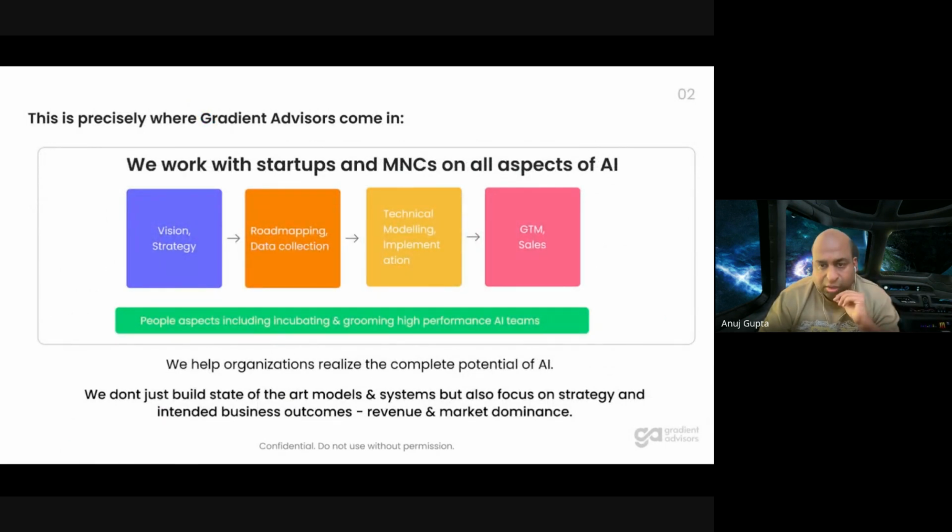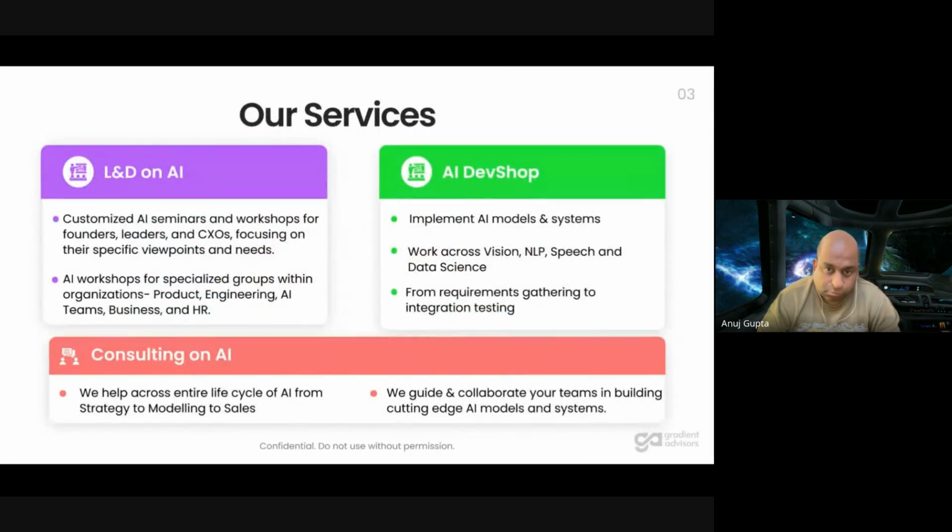We work with startups and MNCs across the entire spectrum of AI. So right from vision, strategy, road mapping, data collection, technical modeling, implementation, even GTM sales and people aspects. Unlike many in the field, we not just focus on models, we also focus on business outcomes. Largely, there are three arms to our company. One is the L&D part.